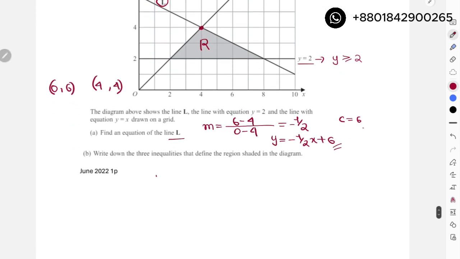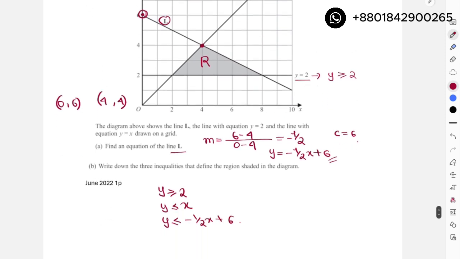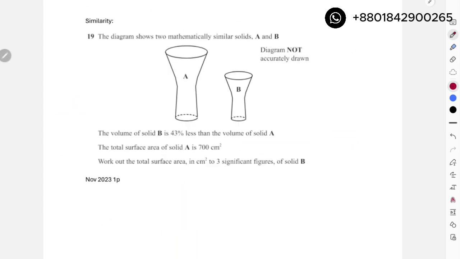So the final region is going to be y greater than or equal to 2, y less than or equal to x, and y less than or equal to negative half x plus 6. So this is it, we're done with the inequalities. After this we'll move on to similarity.